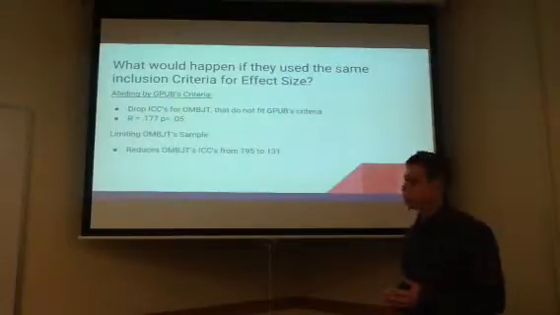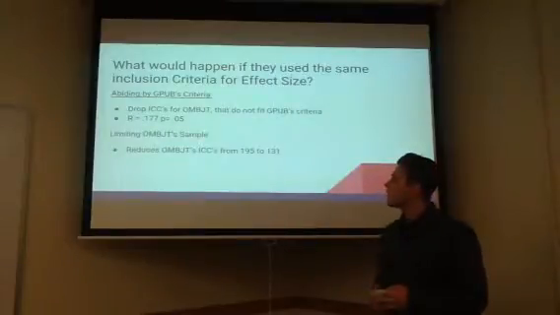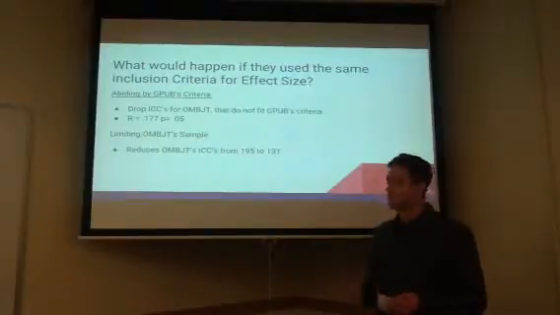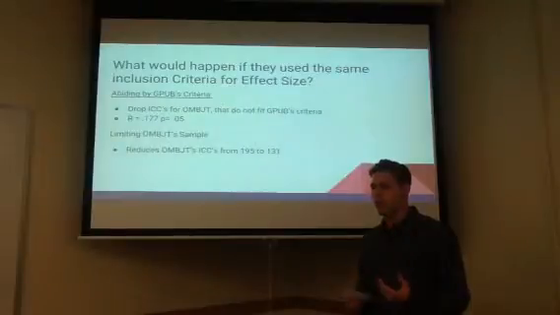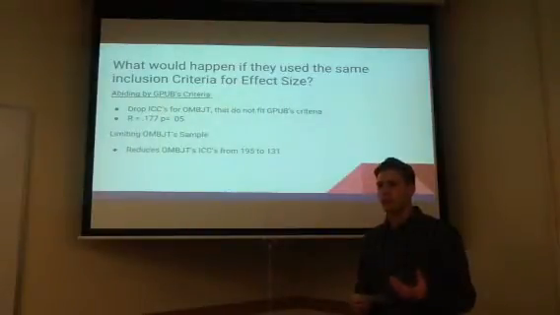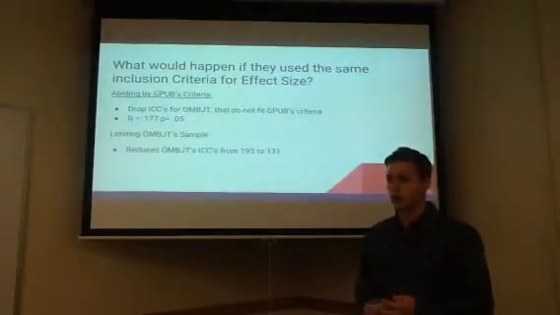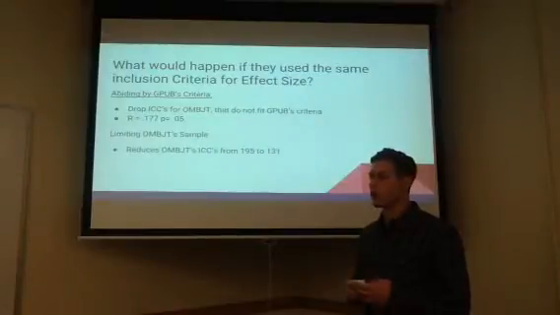And I would like to also talk about what would happen if they used the same inclusion criteria for effect size. So there were two ways to do this. First was abiding by GPUB's criteria. And to do this, OMBJT would have to drop ICCs that didn't fit GPUB's criteria. And to do this, they would have to take out certain studies that did not fit the 9 domains of their study, or just different criterion that they had in order to slim down the amount of reports that they had.